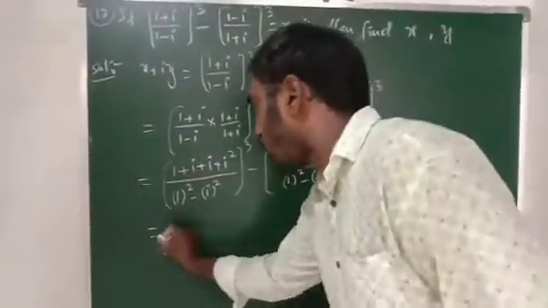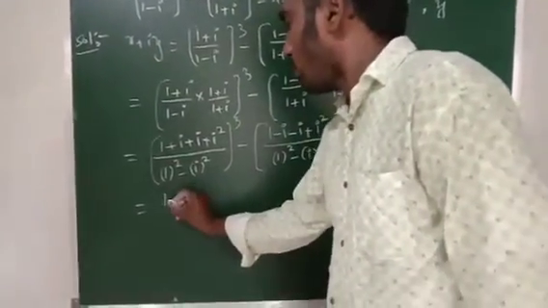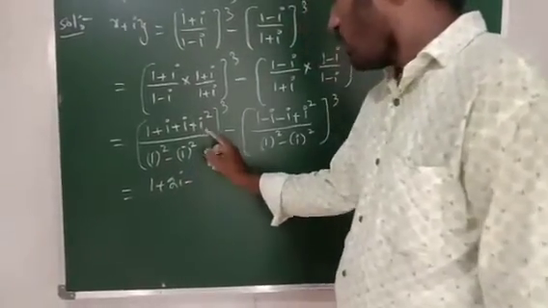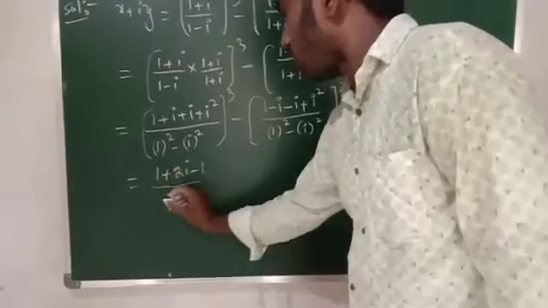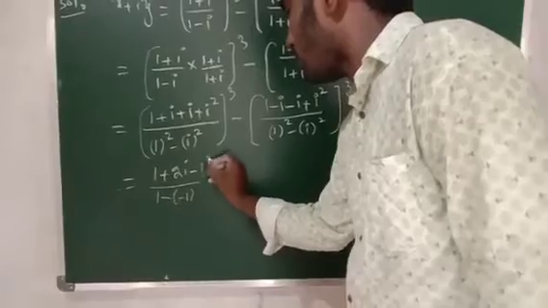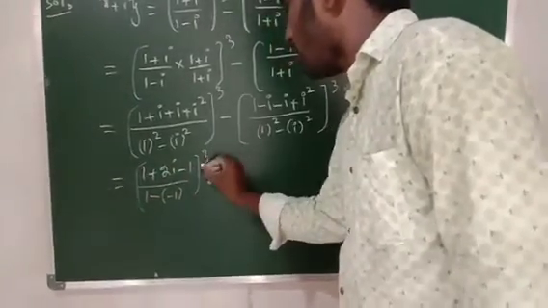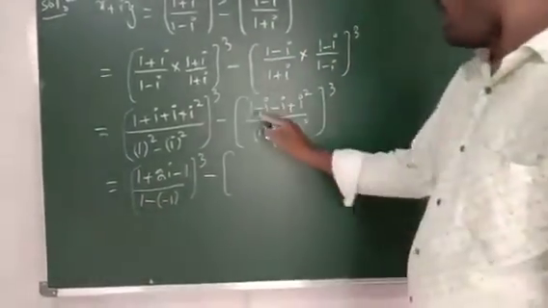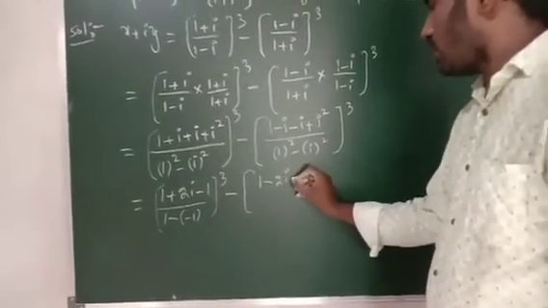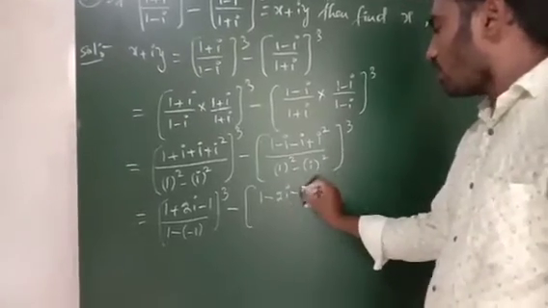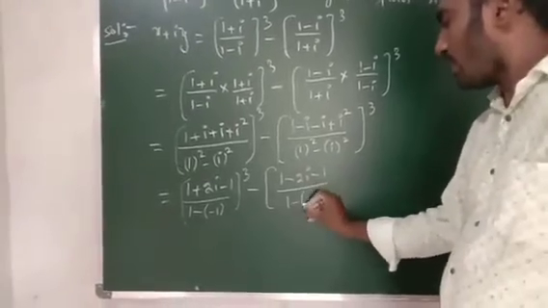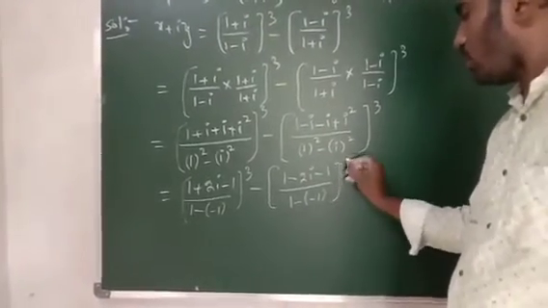So this is equal to 1 plus 1 is 2i, and i square value is minus 1, by 1 minus of i square value, which is minus 1, all to the power of 3, minus, next 1 minus i is minus 2i, next plus i square value is minus 1, by 1 square value is 1 minus i square value, which is minus 1, whole to the power of 3.